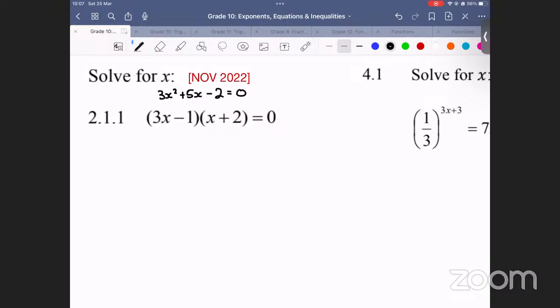Yeah, this was the original trinomial, and it was equated to 0. So now we have a trinomial equation, a quadratic equation. So in that case, first step, you factorize into your brackets.